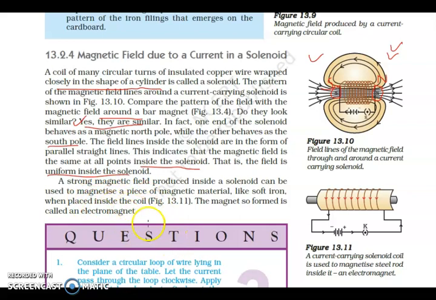So what you will do to make an electromagnet is, a strong magnetic field produced inside a solenoid can be used to magnetize a piece of magnetic material like soft iron. So when this soft iron is placed inside the solenoid, the soft iron gets magnetized, and this magnet so formed is called an electromagnet.